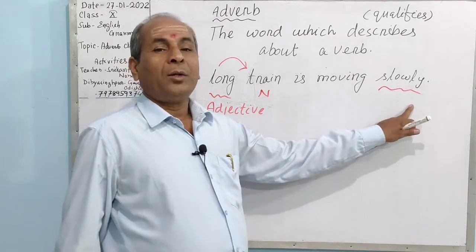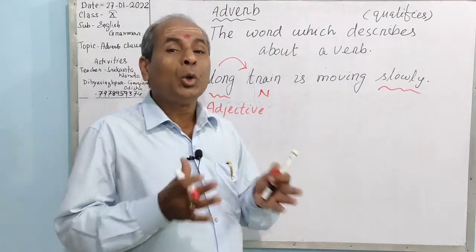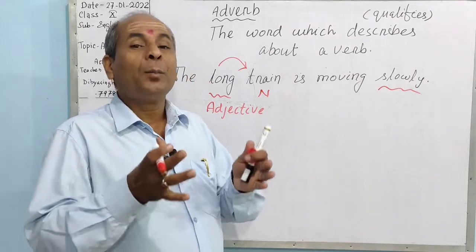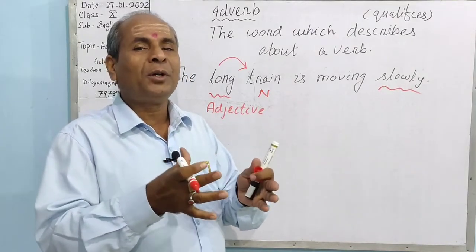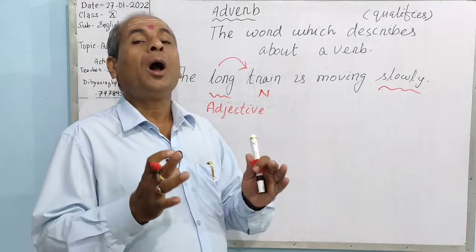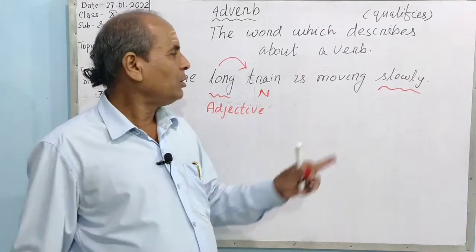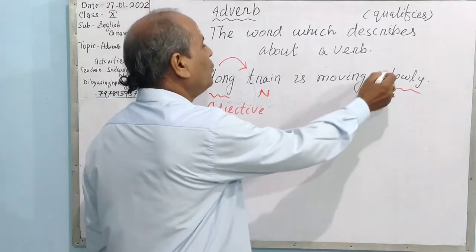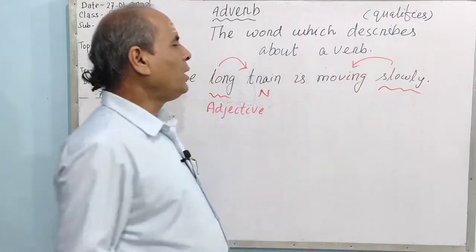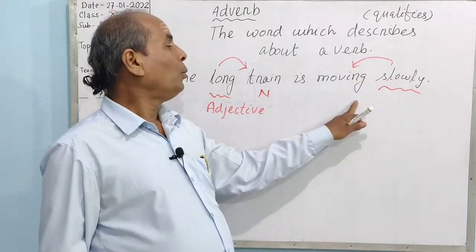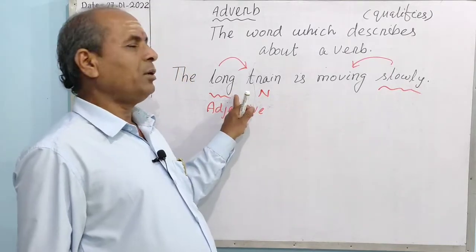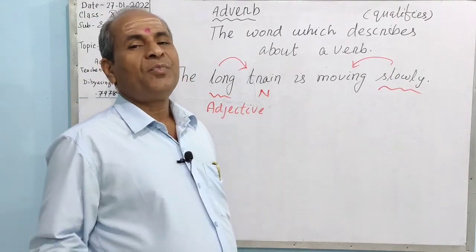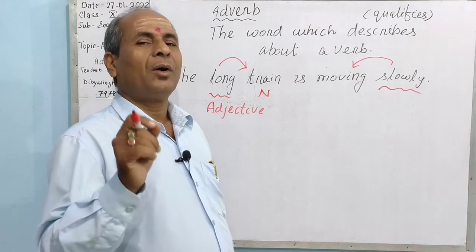But here another word is there, slowly. Slowly indicates the movement, the motion of the train. Means how the train moves. So it describes the verb moving. It is closely related to moving but not to train. So slowly is the adverb.